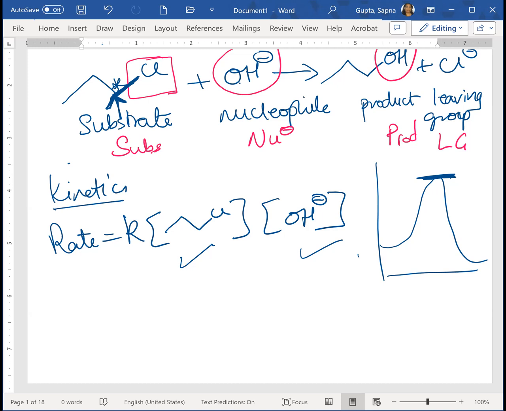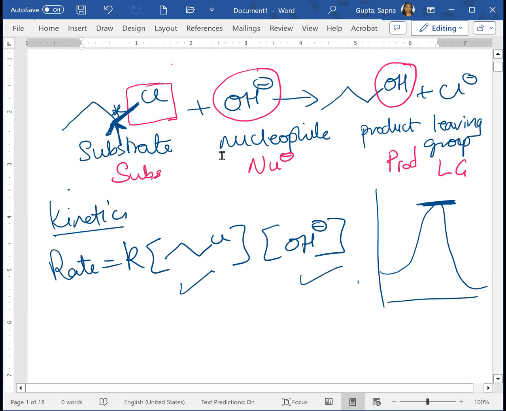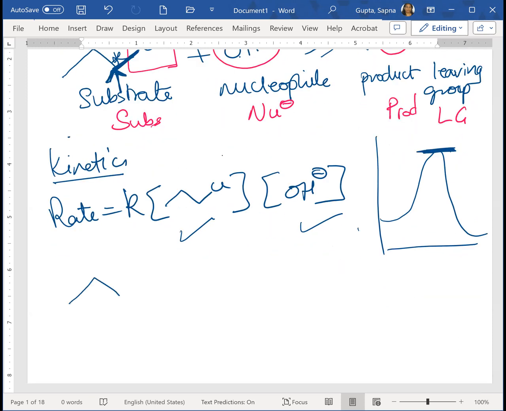So now we're not doing the math part, we're just writing the rate equation. Now that we know that we need both of these things, this is bimolecular. We need the substrate, and we need the nucleophile in order to write the mechanism of this reaction. So it's a bimolecular reaction. Okay, fine. How does it work then?